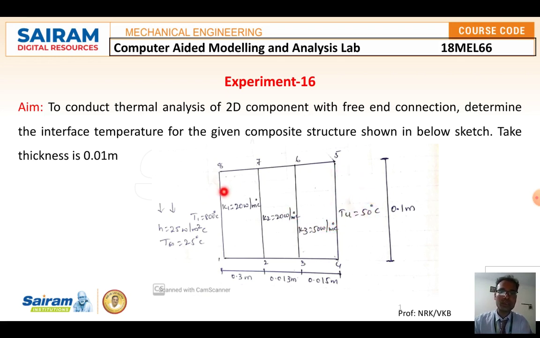So T1 and T4, look at this. The specified temperature is given at the beginning, that is T1 is equal to 800 degree centigrade, and on the right hand side again the temperature is there, that is T4 is equal to 50 degree centigrade. Why is it T4? This is the nodal temperature T1, this is T2, this is T3, and the last one is T4, so 1, 2, 3, 4. Each element length is given. The first element length is 0.3 meter, the second one is 0.13 meter, and the third one is 0.15 meter, and the height is 0.1 meter.